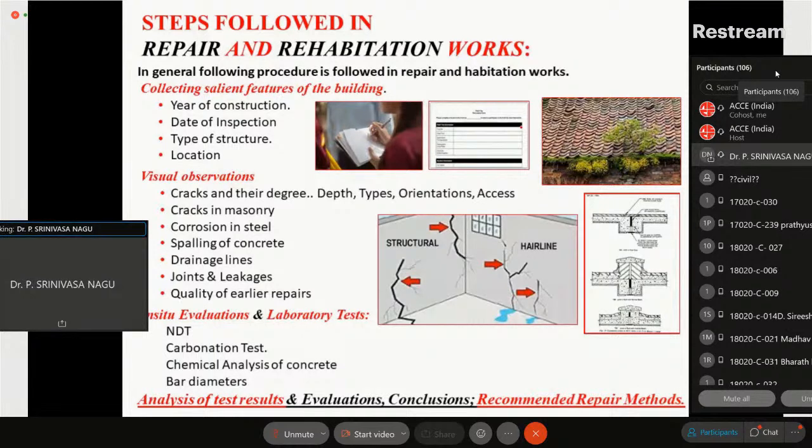There are different tests, non-destructive tests, okay? Then carbonation test, chemical analysis of concrete, measurement of bar diameters. Nowadays, even without inspecting, without touching the bars, you can measure the bar diameter and effective bar diameter, its condition. There are several technologies.